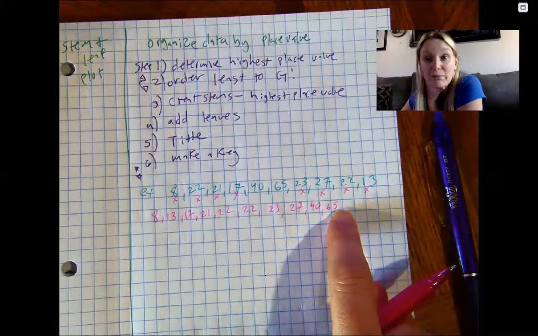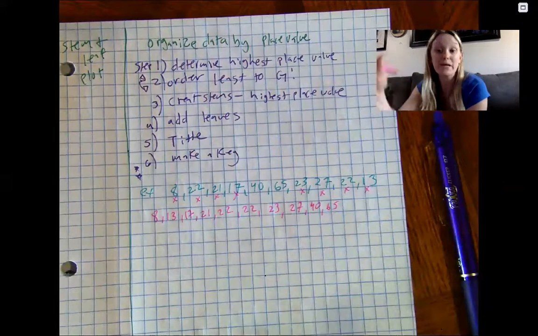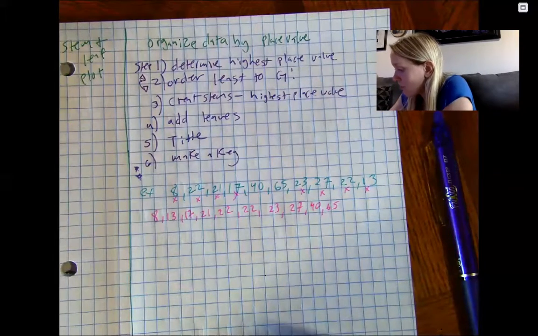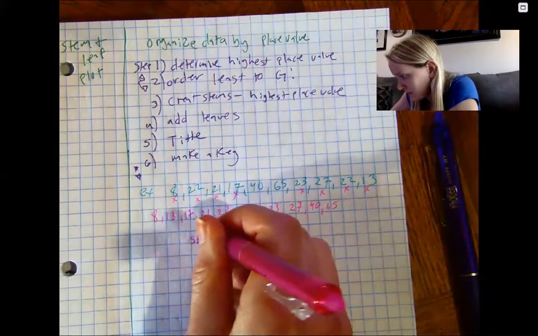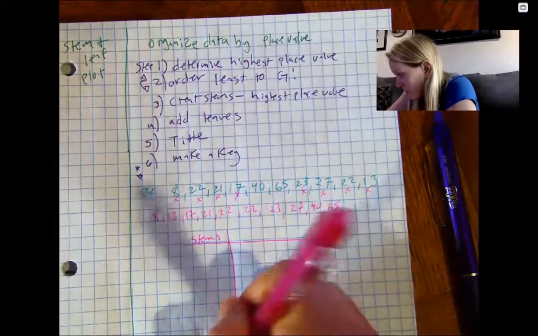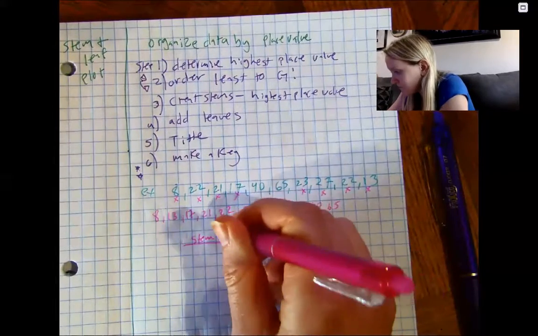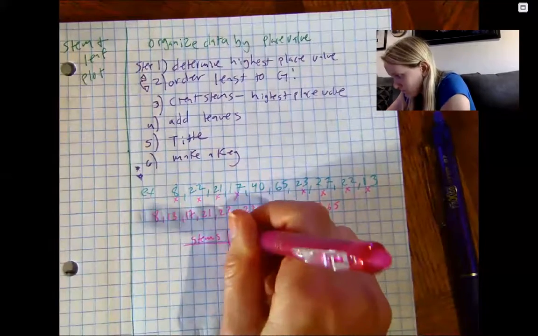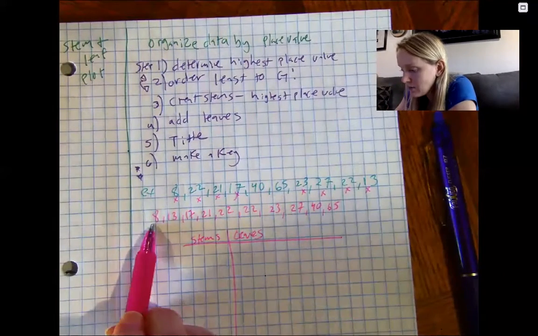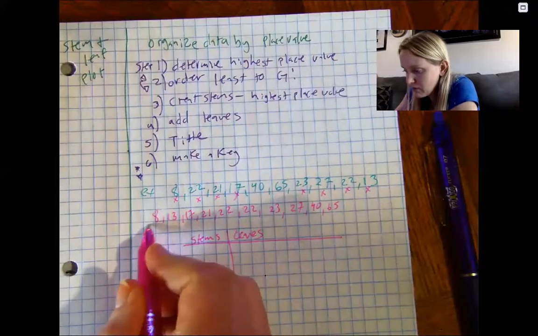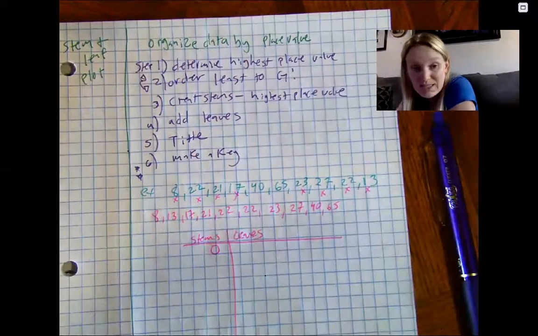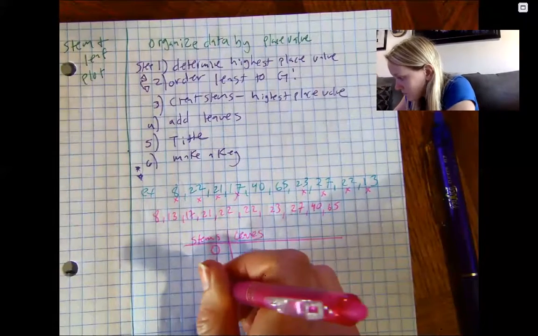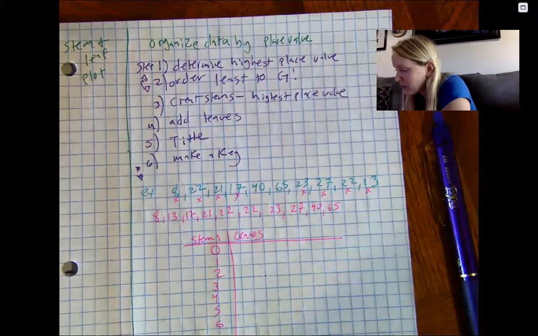I'm going to split apart my numbers by tens and ones. So now I'm going to make my stems. I'm going to label this stems and label this leaves. My lowest stem, the hidden number in front of that 8, is a 0, because it's 08. Then I need to go all the way to my highest stem, which is a 6. And I can stop there.